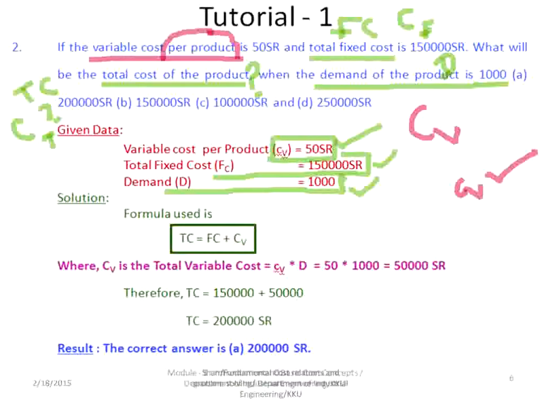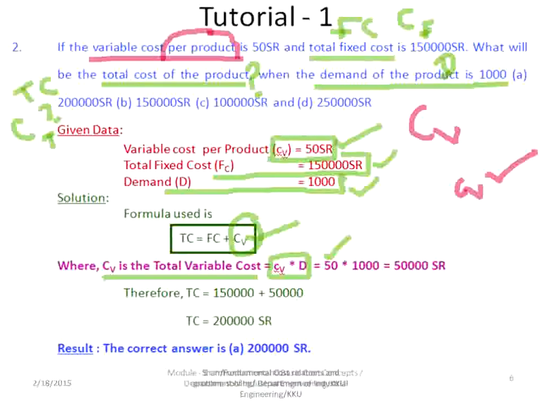So the total cost of the product, what is the formula? See, total cost of the product is TC equal to FC plus CV. That is fixed cost plus total variable cost. So this CV is the capital CV, total variable cost. CV is the total variable cost, and this total variable cost is equal to small CV multiplied by the demand.